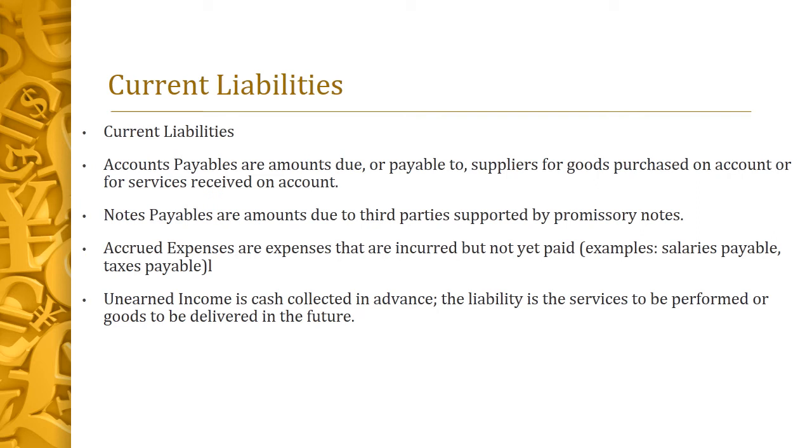Next is unearned income. Unearned income is cash collected in advance. The liability is the service to be performed or goods to be delivered in the future. Say, for example, a customer would like to get tutorial services and the customer already paid for the tutorial service, but the business hasn't given the service yet, then there is unearned income to be recognized. And that falls under the current liabilities.